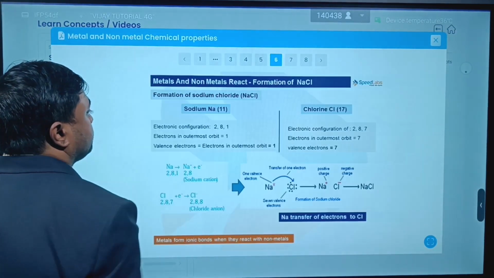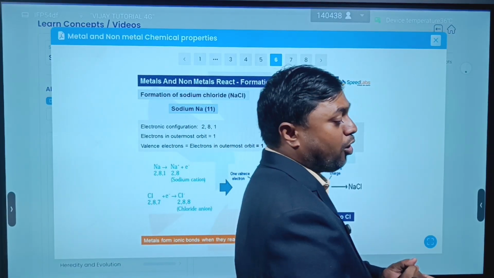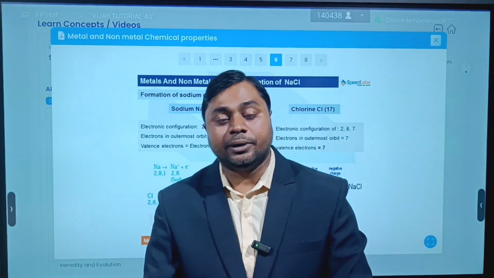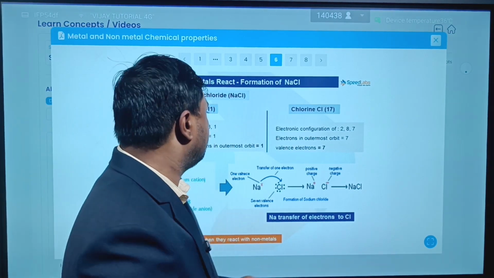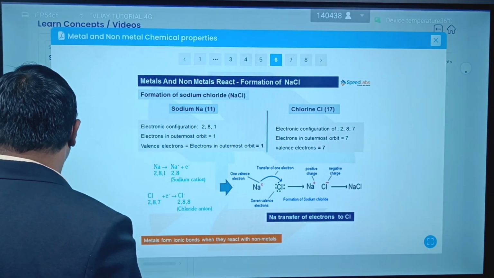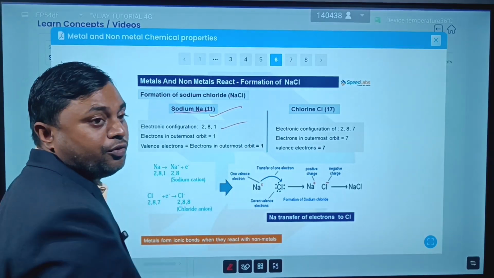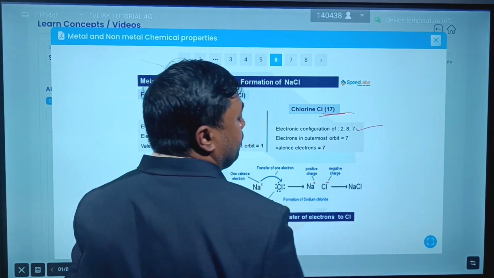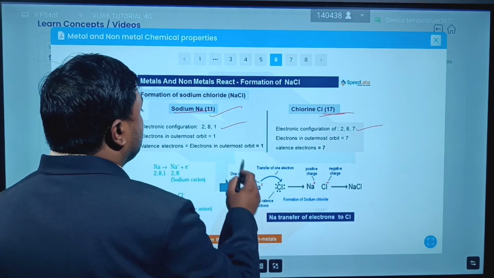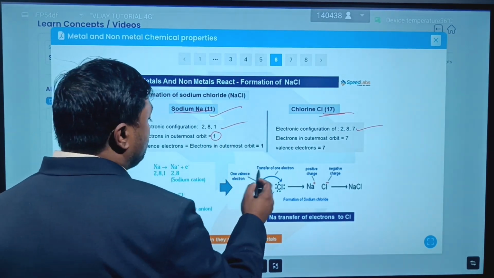Yes or no? Next, how metals react with non-metals. This is very, very important. Generally, metals react with non-metals by ionic bond. Ionic bond means by transfer of electrons. Okay, so we can see here the sodium and chlorine reaction. Sodium's atomic number is 11, electronic configuration 2, 8, 1. Chlorine's atomic number is 17, electronic configuration 2, 8, 7. So to become stable, as it has 1 electron in the valence shell, sodium will lose 1 electron.